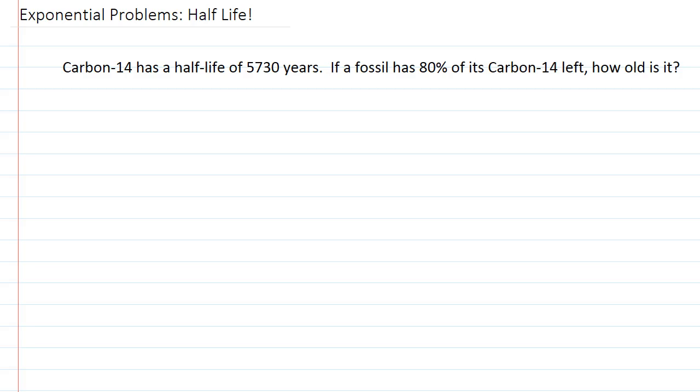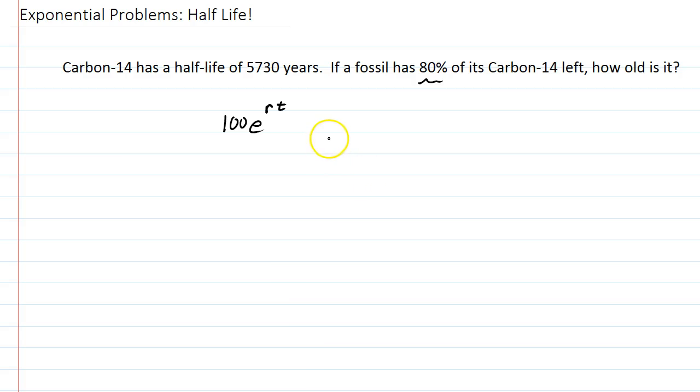So here's an example. Carbon-14 has a half-life of 5,730 years. So if a fossil has 80% of its carbon-14 left, how old is it? Let's start by making our model. One thing to keep in mind is we're talking about percents here. So what percent do you always start with? 100. So in the beginning, we imagine they start with 100% of their carbon-14. We do e to the, and we don't have a rate, so we're going to put r in first. We also don't have a time yet, and this is our model.